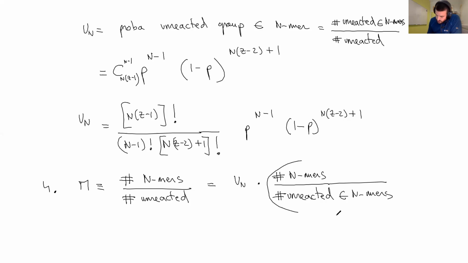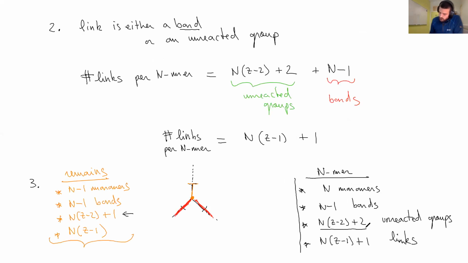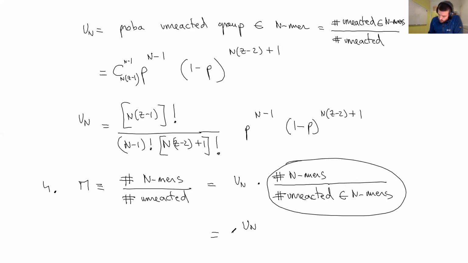And in fact, this quantity, I think I know it, is the number of unreacted groups in an n-mer. So what is it? The inverse of that is the number of unreacted groups belonging to an n-mer, to one n-mer. So this is 1 over nz minus 2 plus 2. Okay, so I found M, and I'm not interested in M.